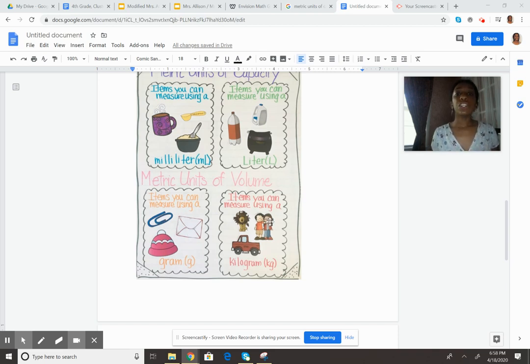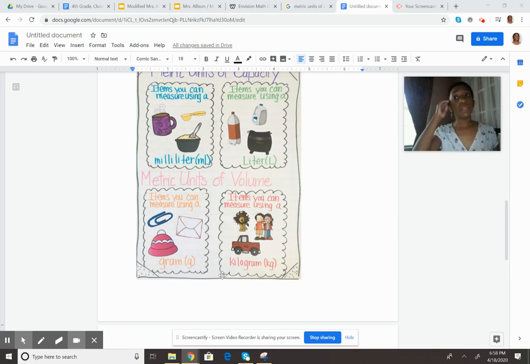Items you can measure using a kilogram would be objects or examples such as a lion, okay, or people, or even a car. So you can also convert that into pounds, but we're focused on kilograms. So you can also see the mass, how much that object holds, okay, using kilograms, okay?